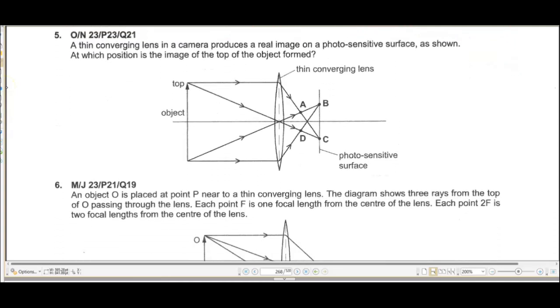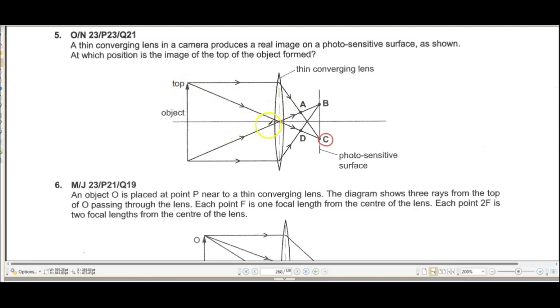Question number 5. A thin converging lens in a camera produces a real image on a photosensitive surface as shown. At which position is the image of the top of the object formed? Okay, the top of the object, the image is going to be formed. If you see that this ray converges at C, and then this other ray is also converging at C. The C is going to be the point where the image of the top of the object is going to be formed.